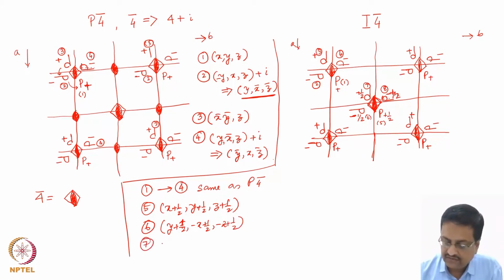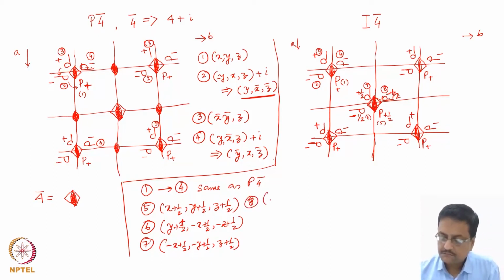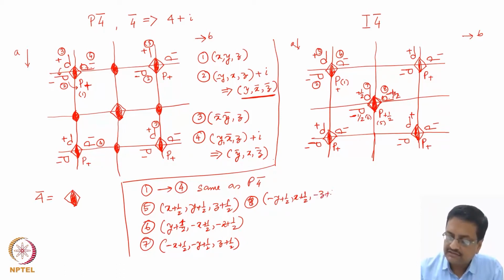Point number 7 will become minus x plus half, minus y plus half, z plus half, and point number 8 would become minus y plus half, x plus half, and minus z plus half, because that is on the negative side.